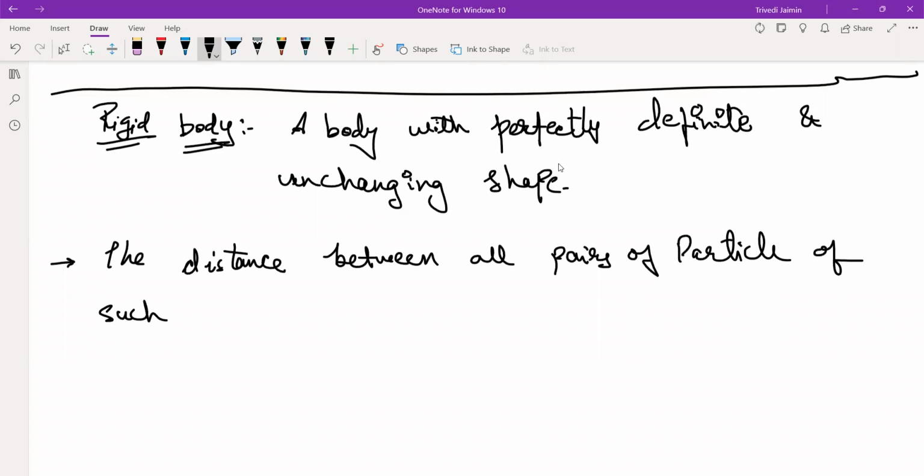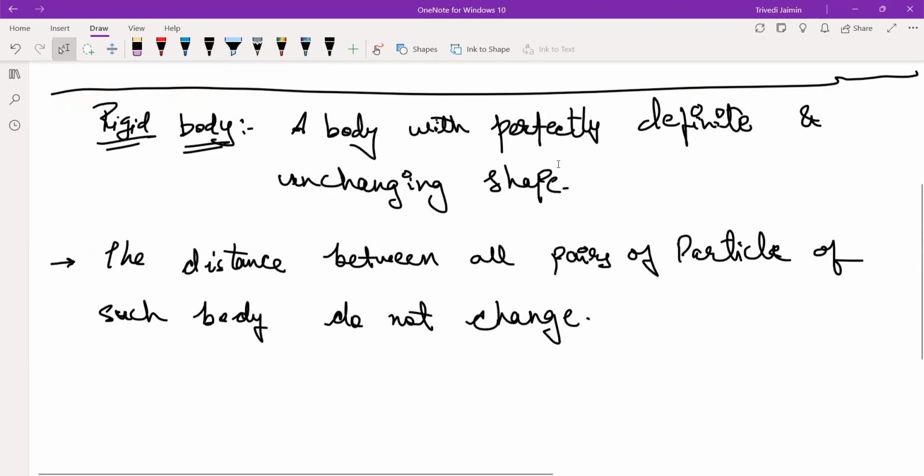An example is a moving car. The distance stays constant as long as it doesn't crash, or doesn't go at crazy speeds that fold the body, like 300 kilometers per hour. Some cars with seam welded bodies can do it too. The distance between all pairs of particles of such a body does not change.